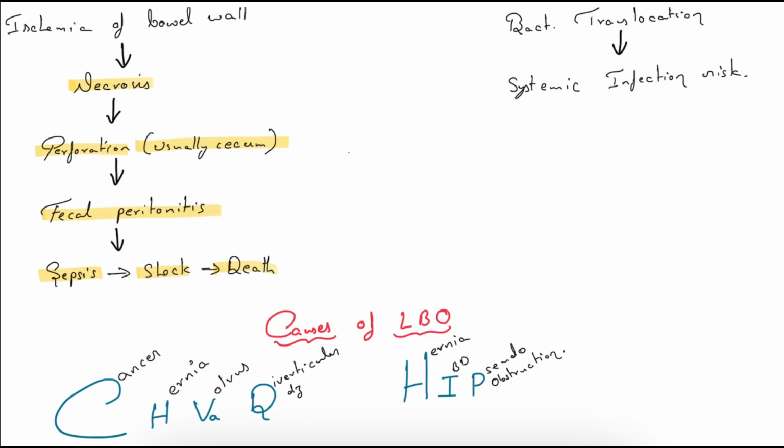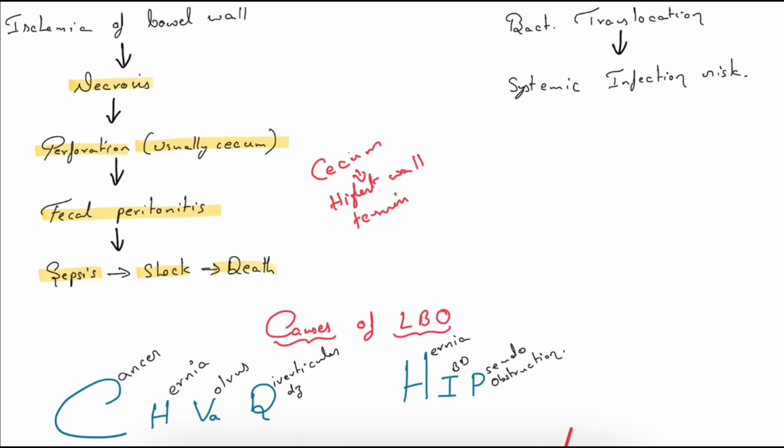The cecum is the most common site of perforation due to Laplace's law, because it has the highest wall tension. So because of this law, perforation most commonly occurs in the cecum.